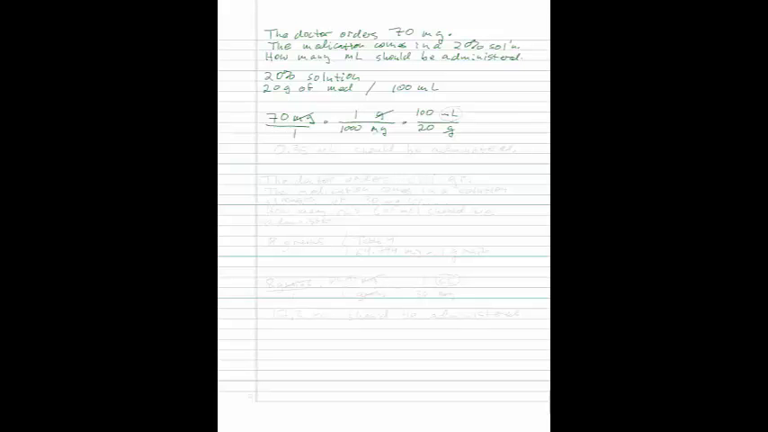So doing our multiplication, what do we see? 70 times 100 upstairs. Downstairs is 1,000 times 20. If we divide those out, we get 0.35. And milliliters is our unit of interest. So we'll say 0.35 milliliters should be administered.